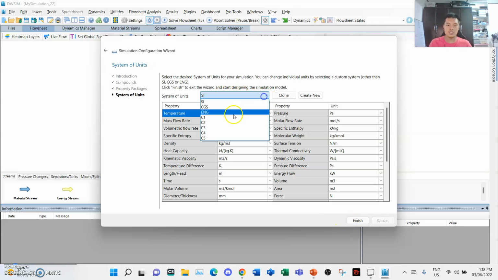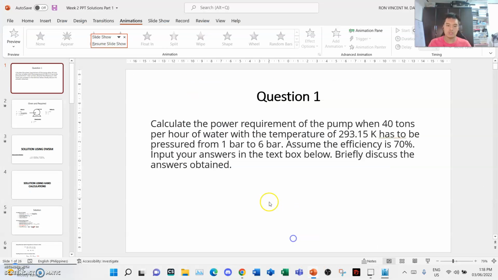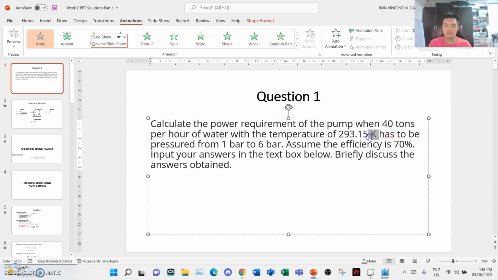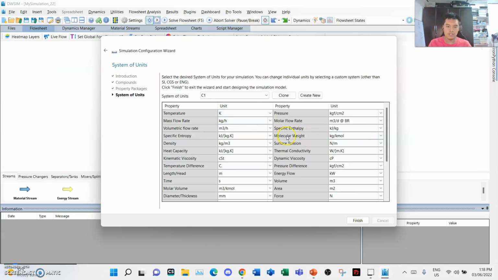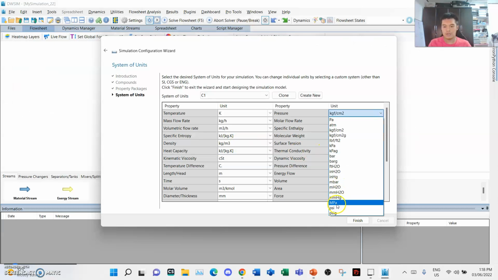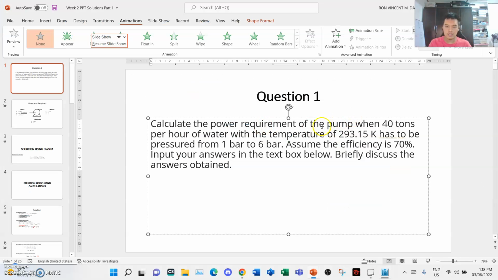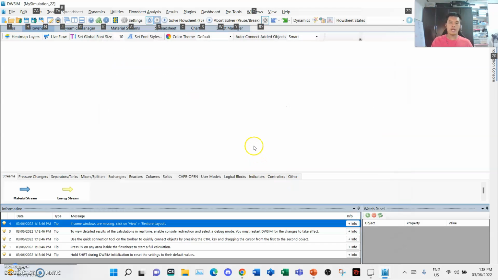Next, for the systems of units, we need to choose a customizable one, since the units in DWSIM are different from the units given in the problem. So going back to the problem, it says 40 tons per hour of water, but we converted it already into kilograms, so the mass flow rate will be in kilograms per hour. Then the temperature must be in Kelvin. Next, the pressure must be in bar, and we'll also put the pressure difference as bar. Then that's all that is needed. We will finish. Then we have our set information.